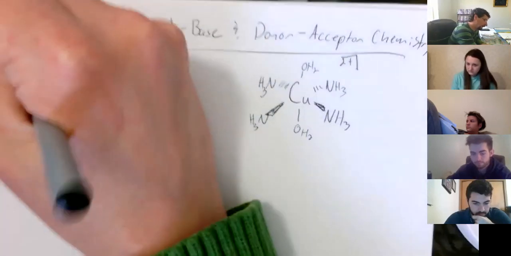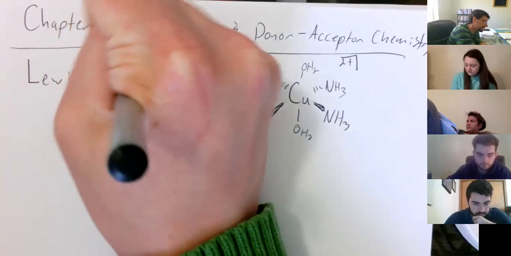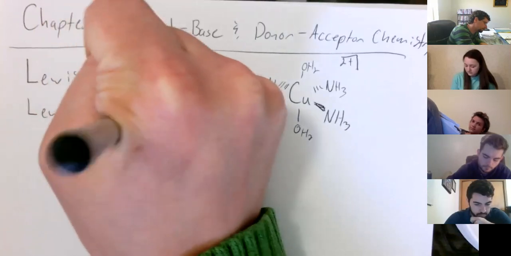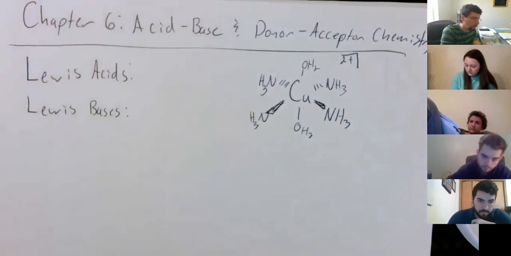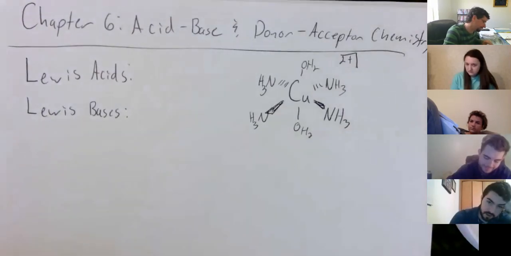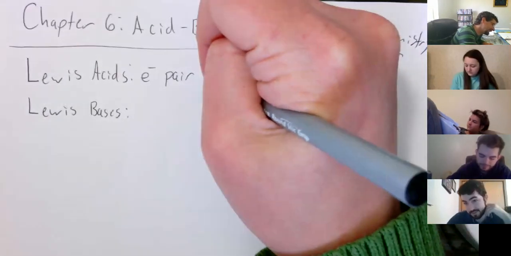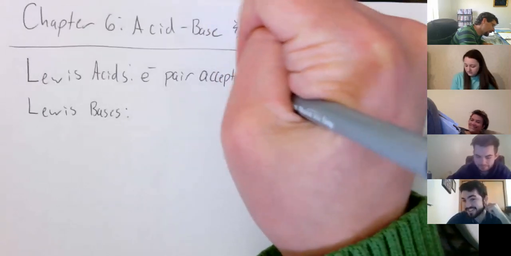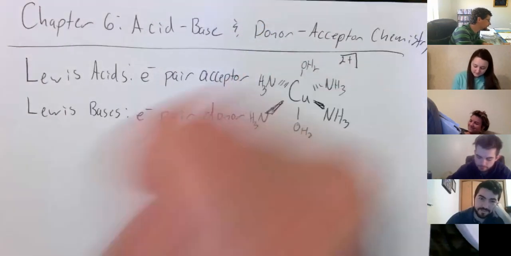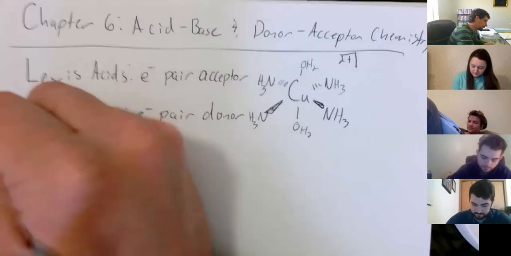So before we do that, we need to talk about acids. We need to talk about Lewis acids and Lewis bases. What's a Lewis acid? What's a Lewis base? A Lewis acid is an electron pair acceptor. This is the electron pair donor. And the bond that links them together is known as a dative bond.